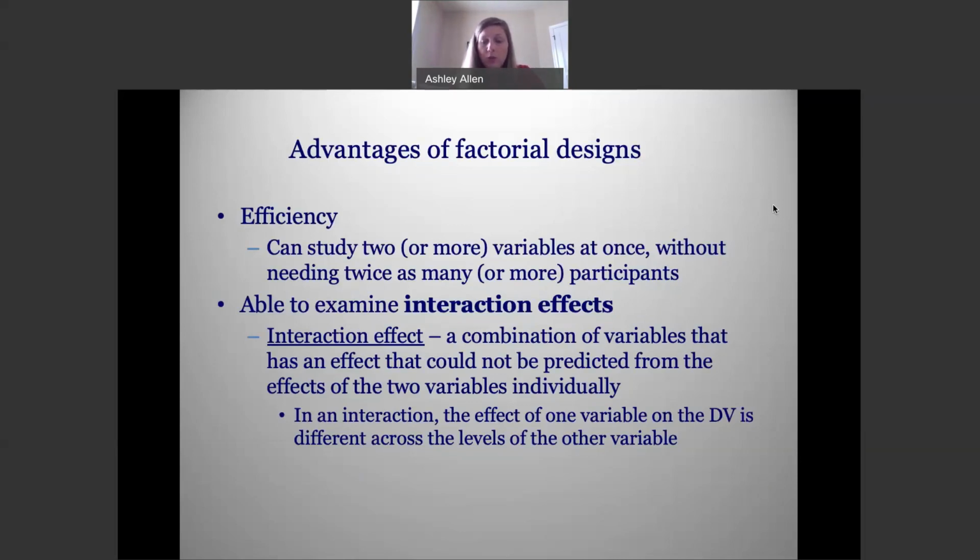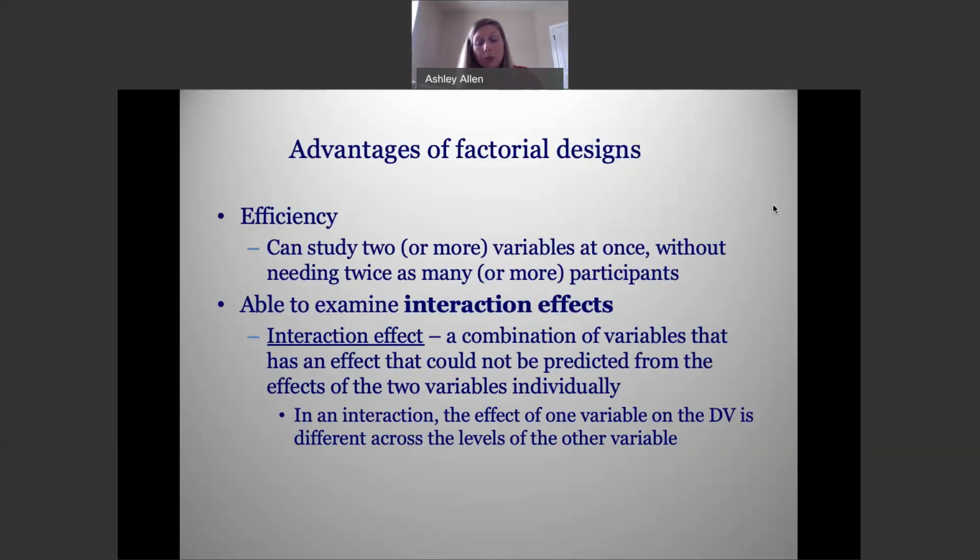Because I don't need twice as many participants. I can just get it all done in one study. And that would be if I was just interested in the 2 main effects. I'm interested in the main effect of the type of pet you have, and I'm interested in the main effect of the number of pets you have. Okay, so those are my only 2 questions, and that's what I'm interested in.